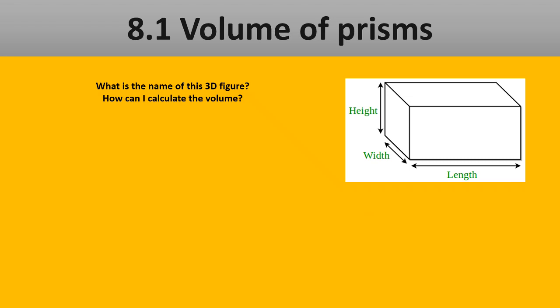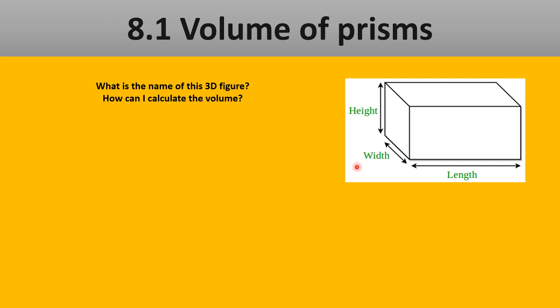Good day everyone, we're going to take a look at the first paragraph of chapter 8, volumes of prisms. Before we discuss what a prism is, I'm first going to take a look at this form right here. Do you still know the name of this 3D figure? And if you know the name, how can I calculate the volume? I think the last question maybe is easier than the first one.